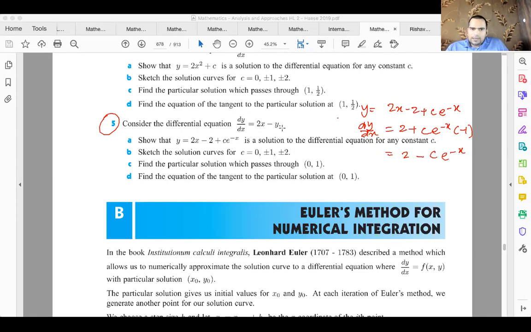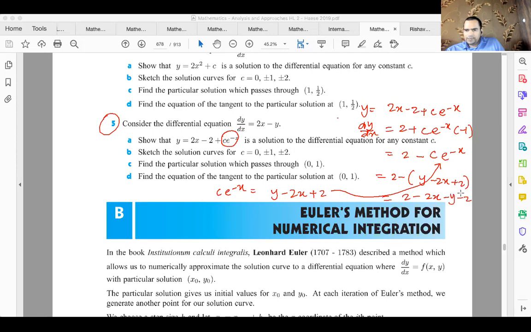Now, if I make c e to the power negative x the subject, what I get is y minus 2x plus 2. And if I plug in that value here, we get 2 minus (y minus 2x plus 2). If you open the bracket, it'll be 2 minus y plus 2x minus 2. So this cancels, and it becomes 2x minus y. So yes, we could show that the general solution of this differential equation satisfies dy by dx equals 2x minus y.